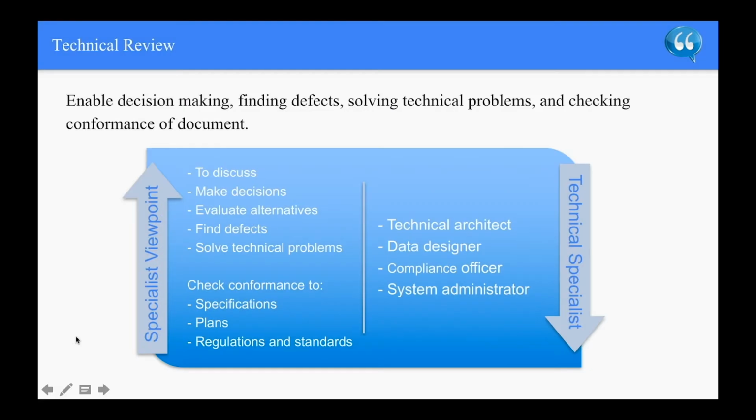Technical review, a bit more in depth. It enables decision making, finding defects, solving technical problems, and checking conformity of documents. The specialist viewpoint is to discuss, make decisions, evaluate alternatives, find defects, solve technical problems, and check conformity to specification, plans, regulations, and standards. The technical specialist should be someone like a technical architect, data designer, compliance officer, or system administrator.